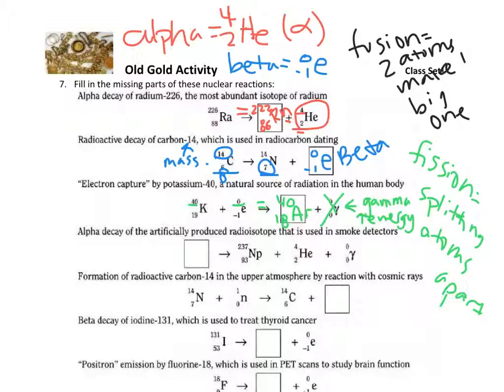All right, so that's how you do the rest of the worksheet. You're just going to fill in using your simple math skills to make the top numbers equal the bottom numbers on both sides of the arrow. And then you look at your bottom number to figure out who it is on the periodic table.